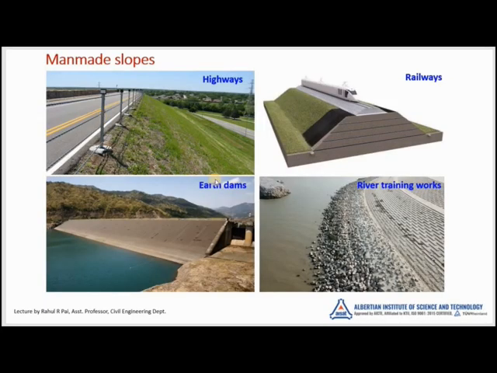Moving on to man-made slopes, I already discussed them. Now let us see some photographs of various man-made slopes. You can see the highways and the railway embankments. You can see the slope is not that steep. In earth dams you can see a steeper slope, and also for river training works, for diversion of the rivers to prevent soil erosion and flooding, we do river training works. Everywhere, whatever slopes are provided are for a construction activity or a particular purpose. So all these slopes are man-made slopes.